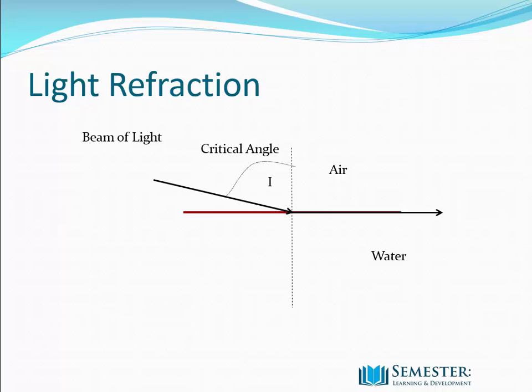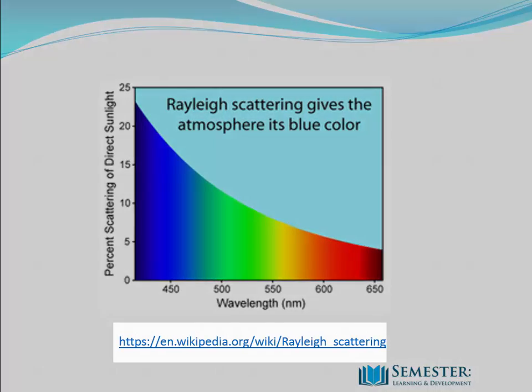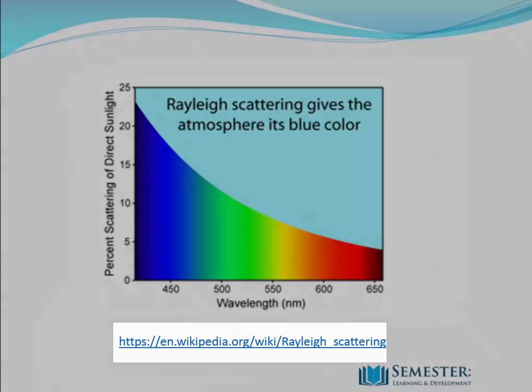But you can see this phenomenon by looking at the sky on a clear day. See how the blue light is refracted along the surface of the atmosphere. Gives the impression of a blue sky. This is known as Rayleigh scattering. To find out more about this, have a look on the internet. Make sure you spell it correctly.